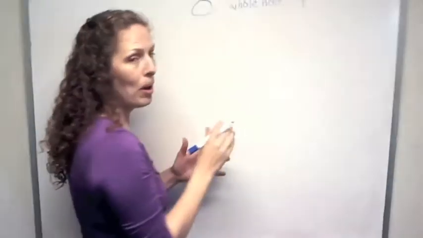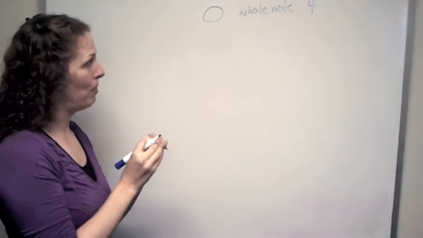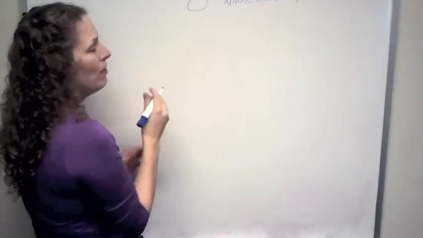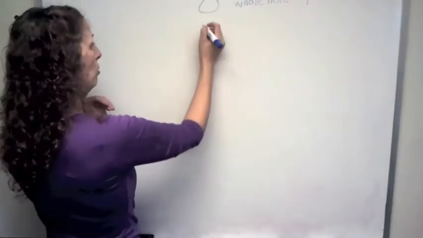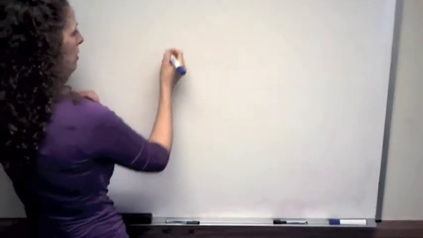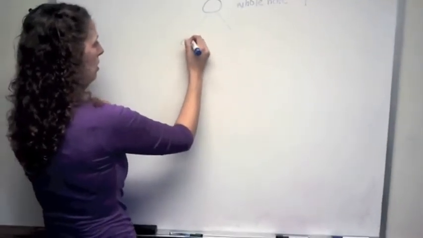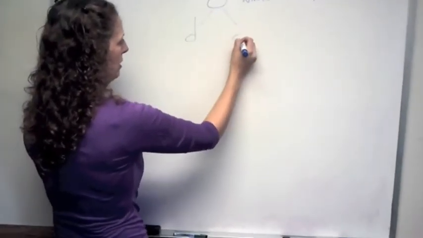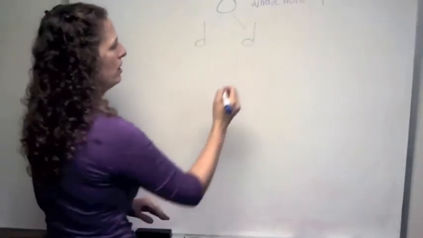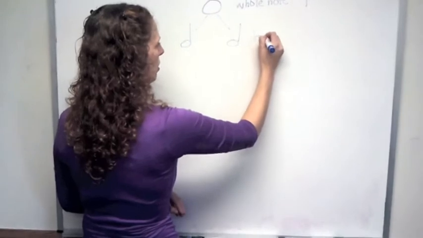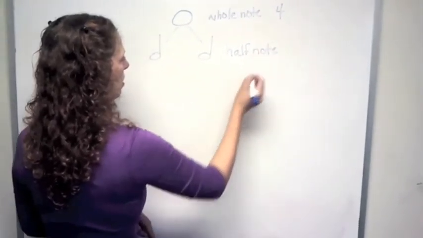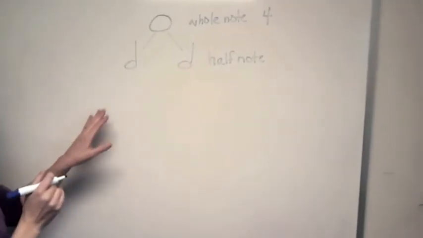Now we're not going to talk about beats or anything right now. We're just going to talk about amounts. So this is worth 4. Then if I were to break this whole note into 2 equal pieces, those 2 equal pieces would look like this. Each of these is called a half note. So it's half of the whole note.